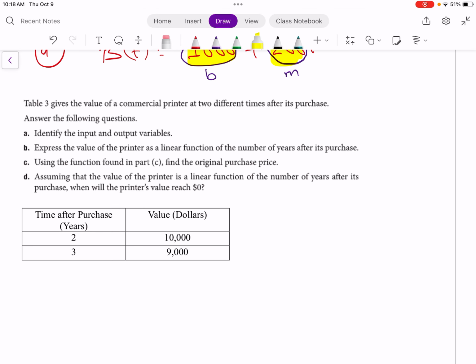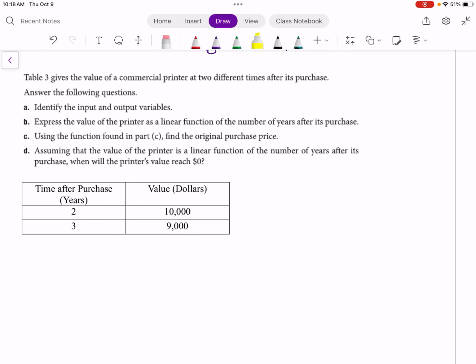So here we have a table. This table gives us the value of a commercial printer at 2 different times after its purchase. After 2 years of purchase of the printer, the value of the printer is $10,000. We don't know the original cost of the printer. What we know here is that after 2 years of its purchase, the value of the printer is $10,000, and after the 3rd year its value is $9,000.